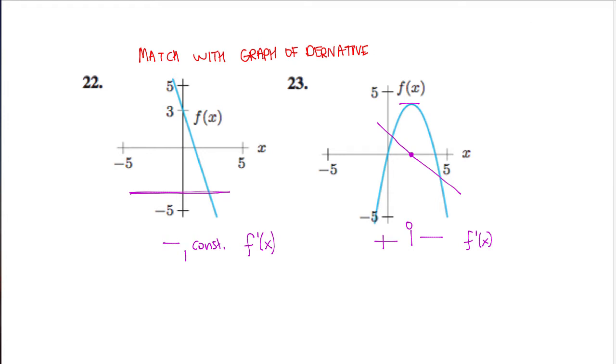So if we go to our choices of graph, and you want to know the graph that corresponds with the derivative of 22, it is graph IV, or 4. And the graph that corresponds with 23 is graph Roman numeral 2.